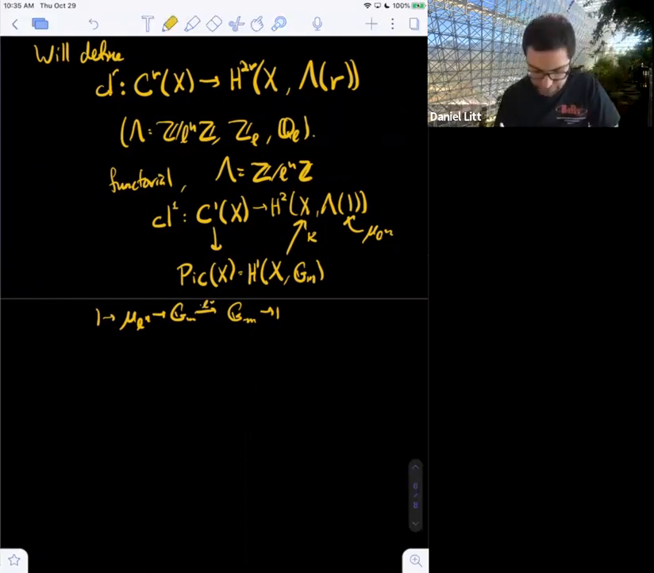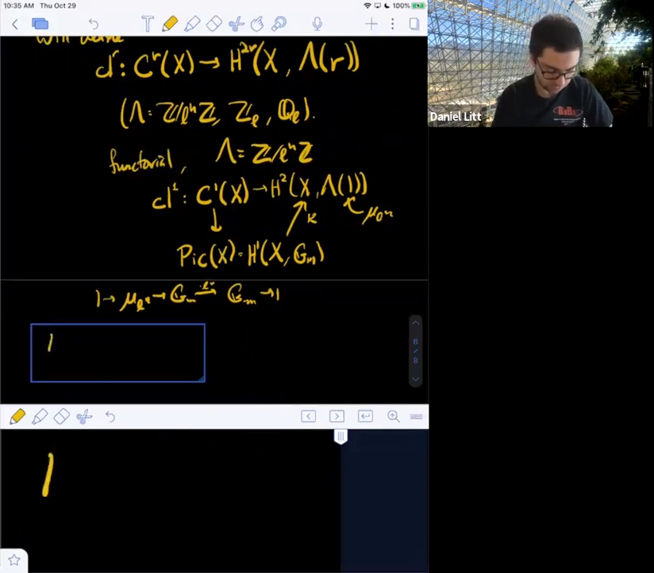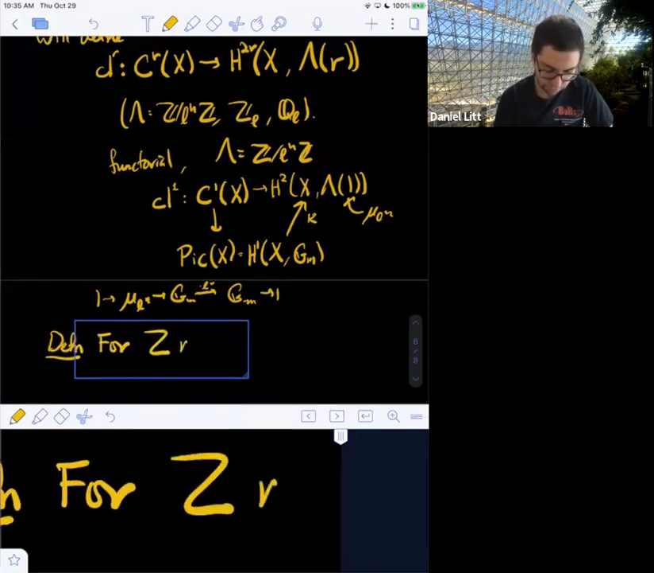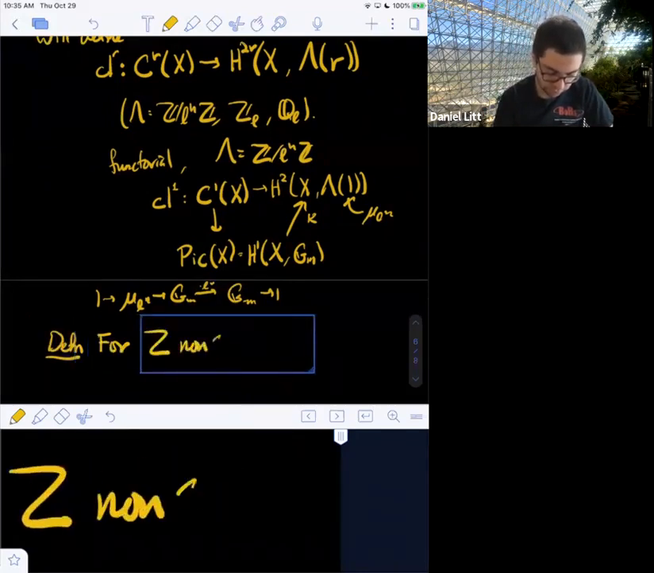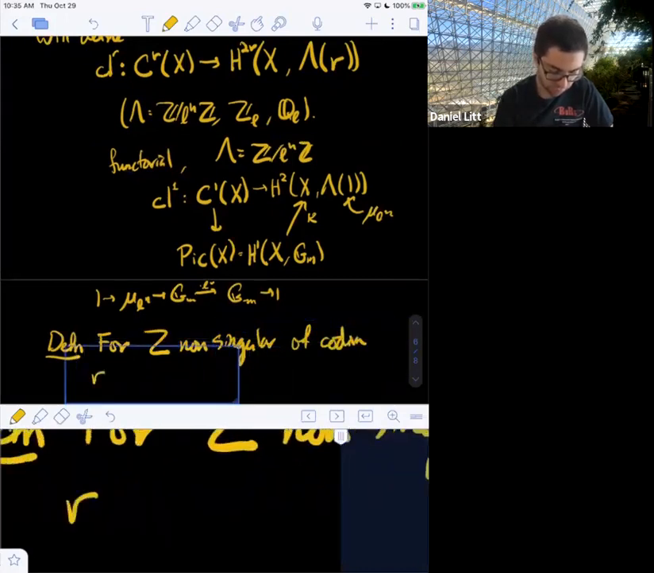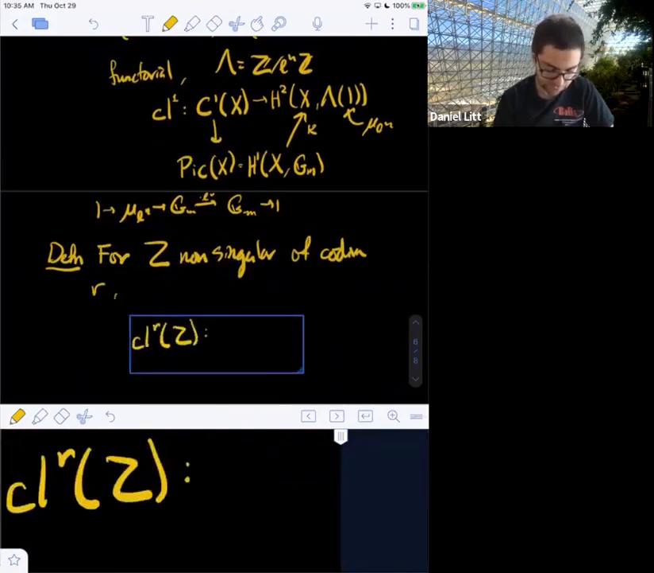All right. So let me now say what to do. So the definition. So for Z non-singular of codimension R, I'm going to define the cycle class of Z to be as follows.